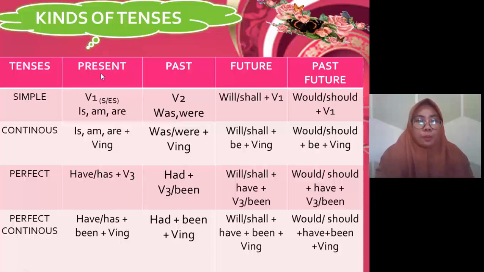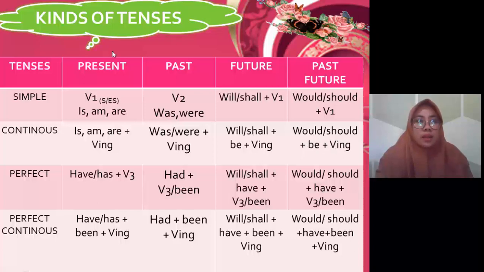For example, present here matches to simple, becoming simple present tense, and this is the rule. Simple past tense, this is the rule. Simple future tense, this is the rule. Simple past future, this is the rule. And then present continuous tense, this is the rule. Past continuous tense, this is the rule. Future continuous tense, this is the rule. Past future continuous tense, this is the rule.